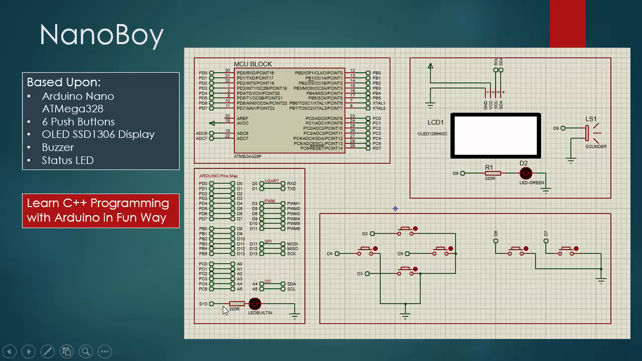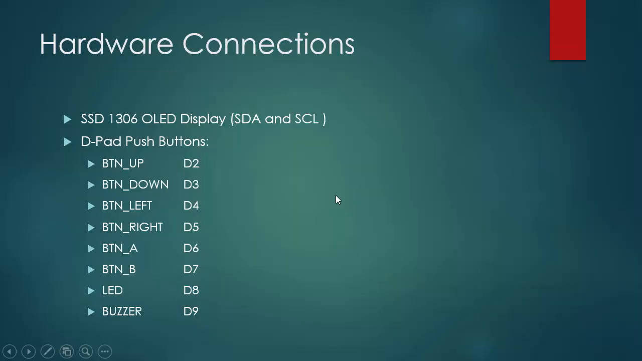This built-in LED, which is connected to D13, is part of the Arduino Nano. So you have basically two LEDs on the system. One is part of the Arduino Nano and the other is part of our game console. So it is based upon the Arduino Nano, which is the ATmega328. It has 6 push buttons, an OLED display, which is SSD1306, a buzzer, and a status LED. And we encourage you to learn C++ programming with Arduino in a fun way.